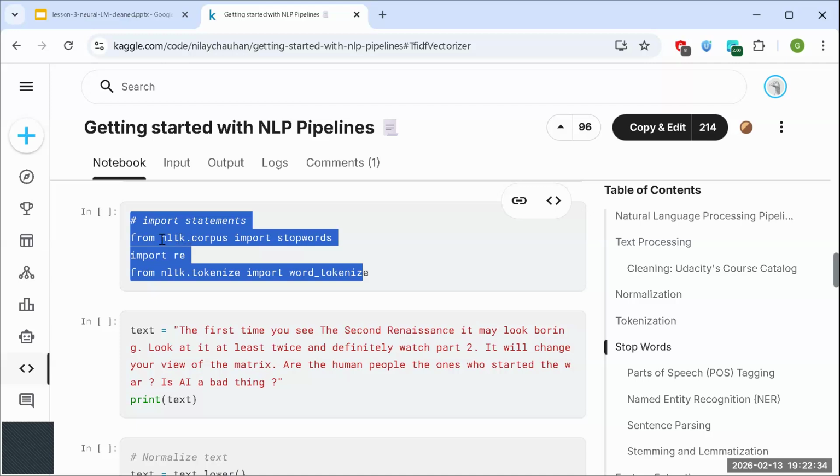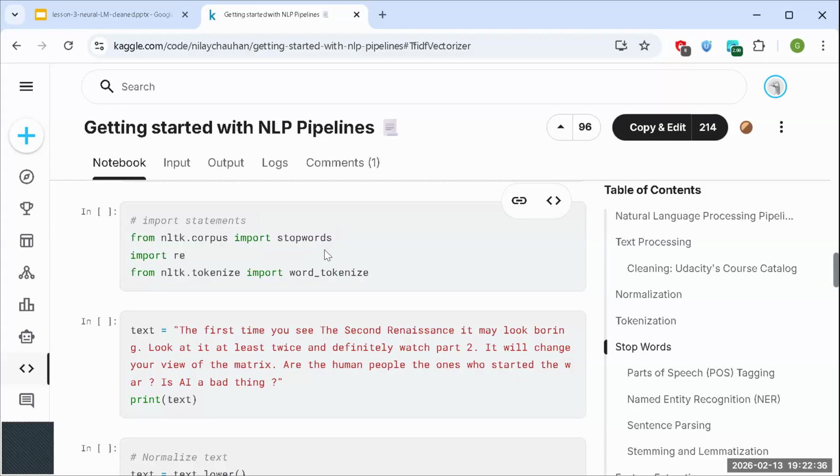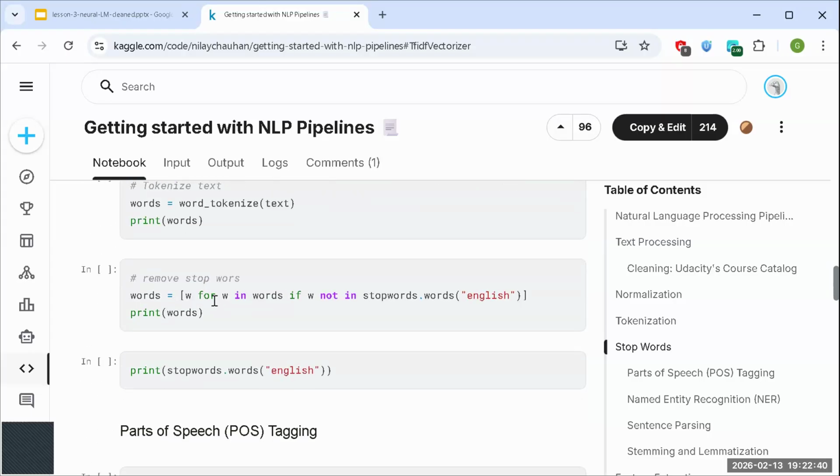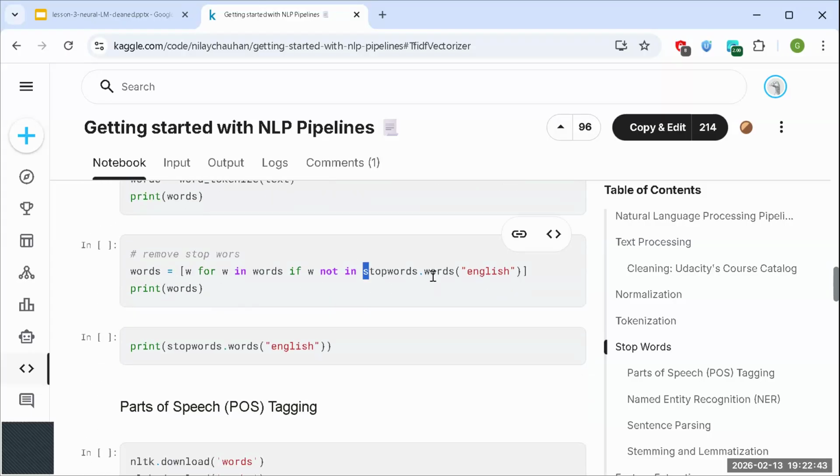So NLTK, if I'm not wrong, it stands for Natural Language Toolkit lah. Yeah, so you see the stop words here. You can import stop words. So for example, if you do stop words in English, you'll be able to extract all the stop words that somebody has already saved lah. So he, she, they, them should be in this set of data lah.